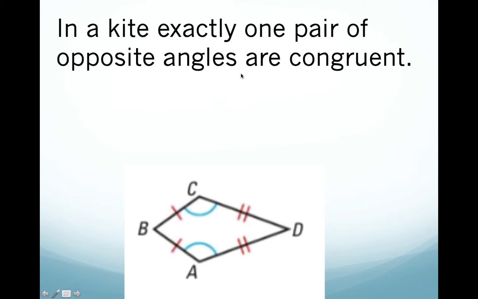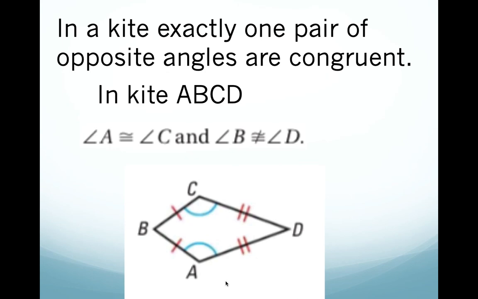A kite has exactly one pair of opposite angles congruent. Notice that the angle is between two sides that are not congruent. And in this kite, angle A and C are congruent, but B and D are not congruent.